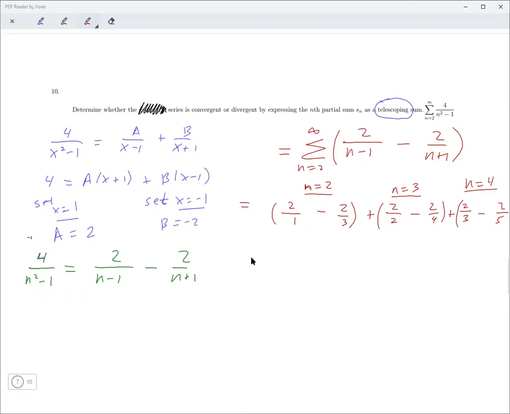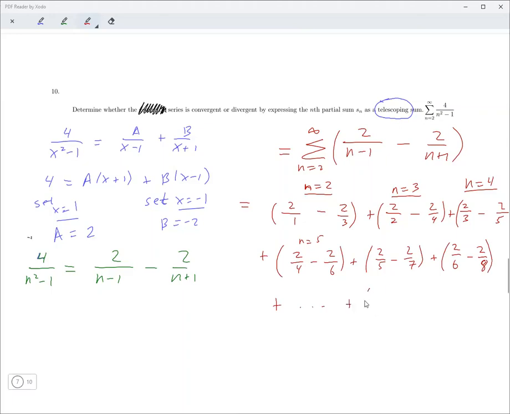Okay, and then if I go n equals 5, then it's 2 over 4 minus 2 over 6. And then 2 over 5 minus 2 over 7. 2 over 6 minus 2 over 8. I can go on up.